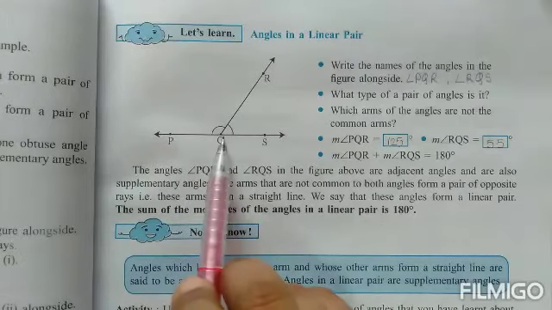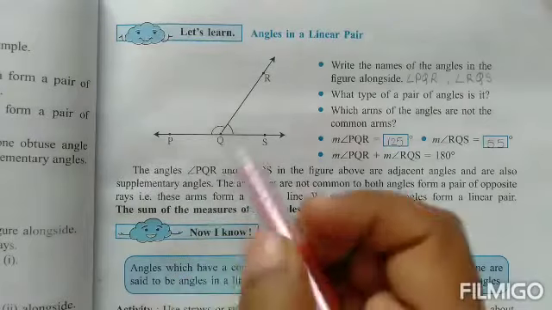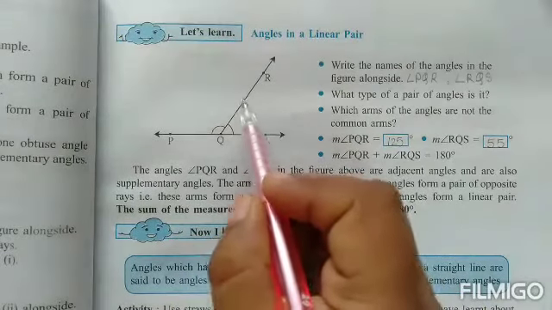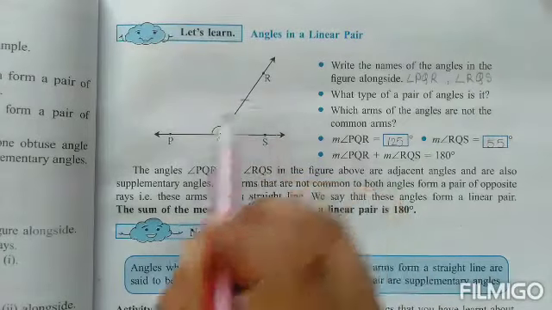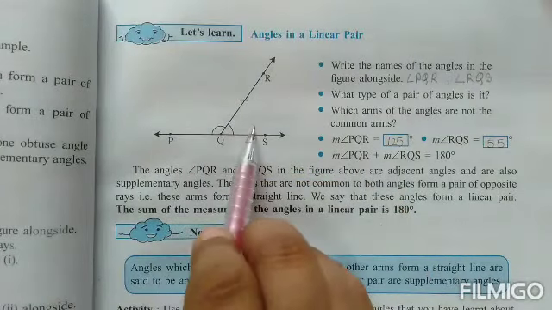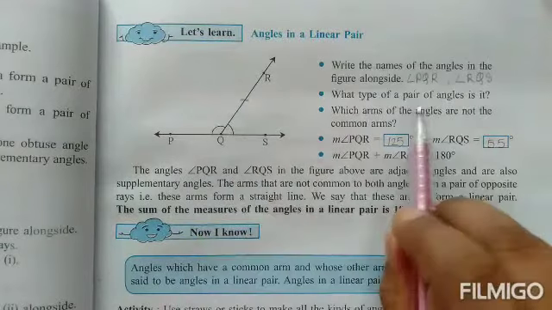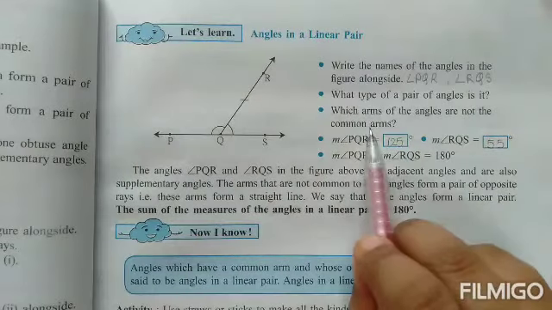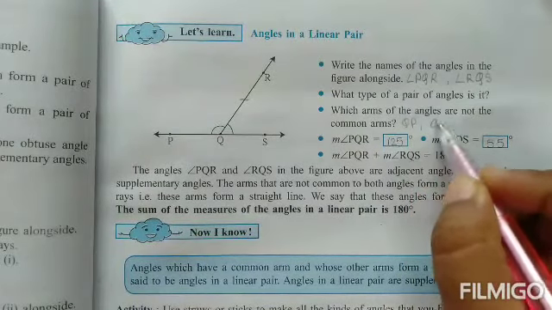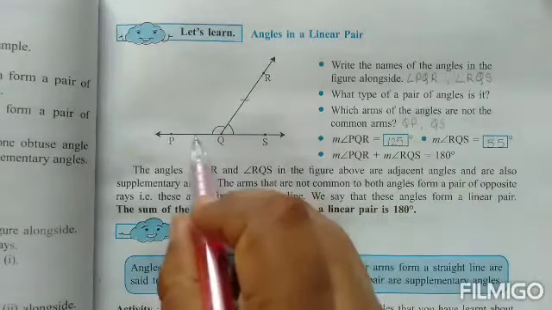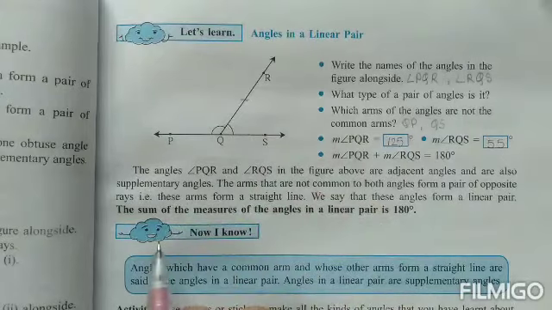It is a type of adjacent angles. Observe the figure carefully. Ray QR is a common arm and the interior parts are different, so it is a pair of adjacent angles. Which arms of the angles are not the common arm? Ray QP and ray QS. These arms are not common.